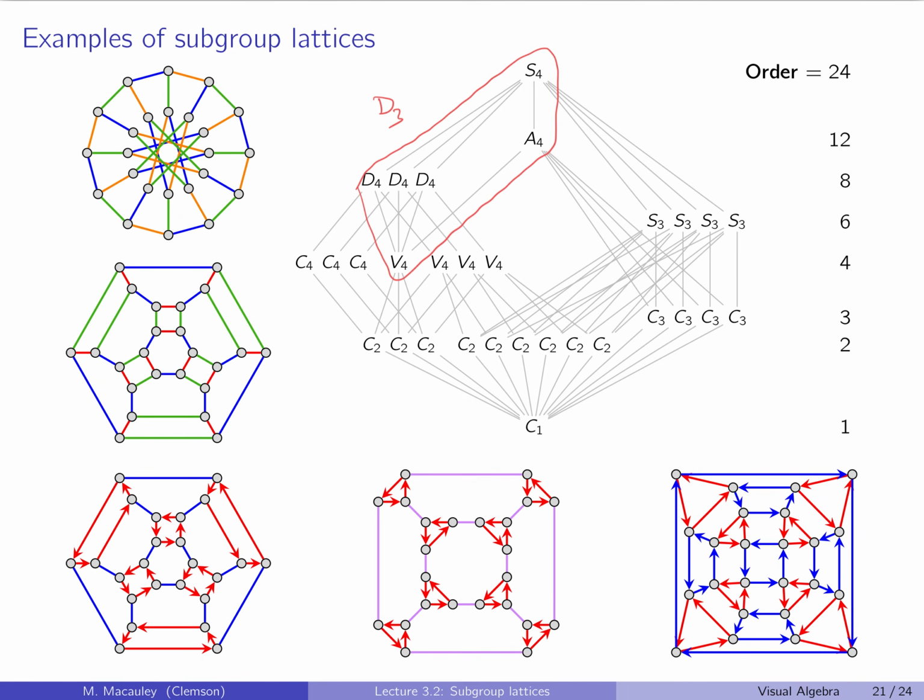In other words, there are not that many quotients of S4, and that has to do with the fact that there's not many so-called normal subgroups. And we'll learn about what that is in the next lecture.